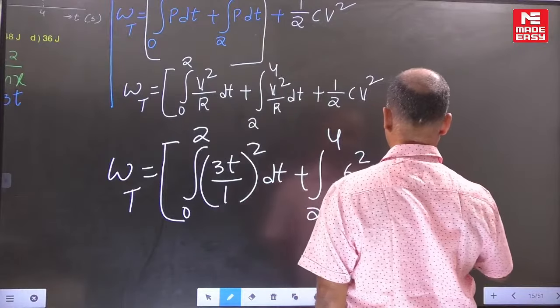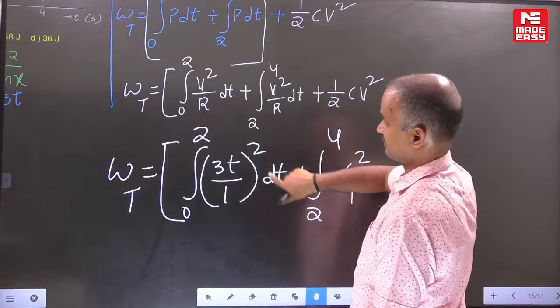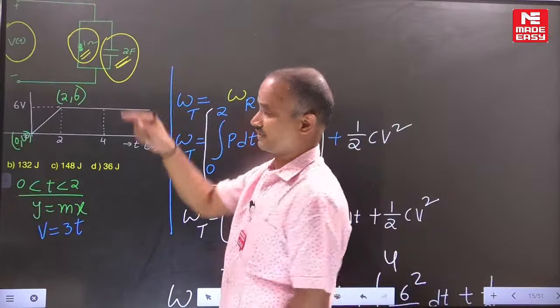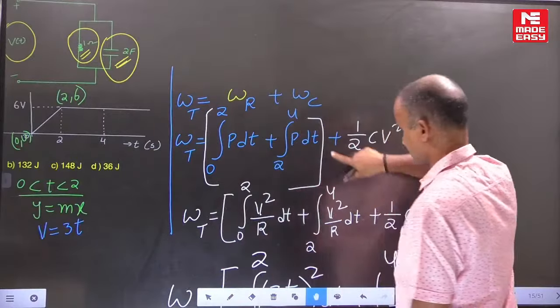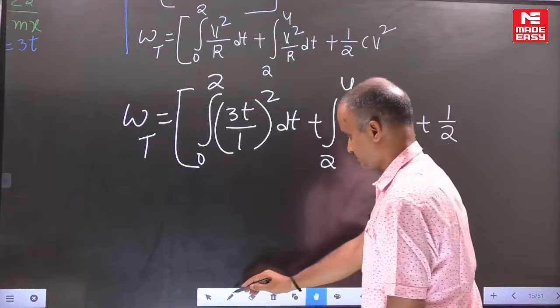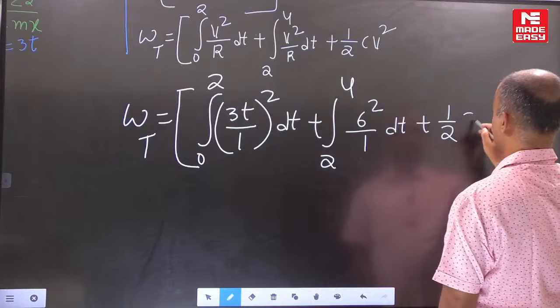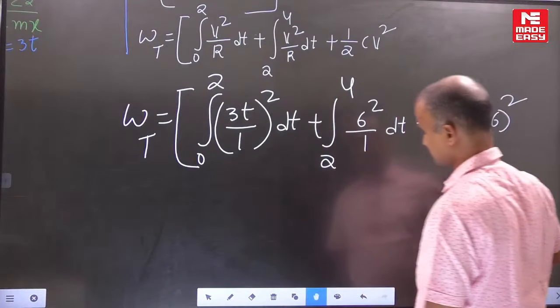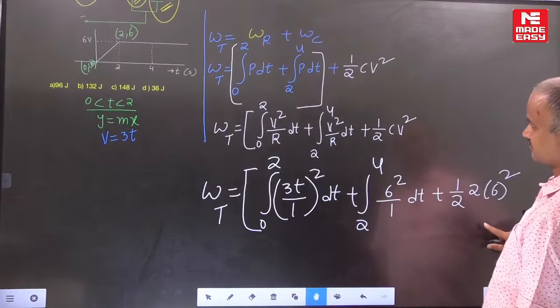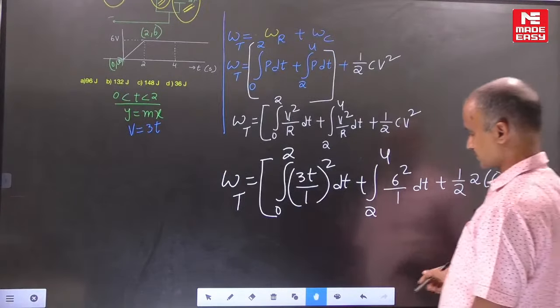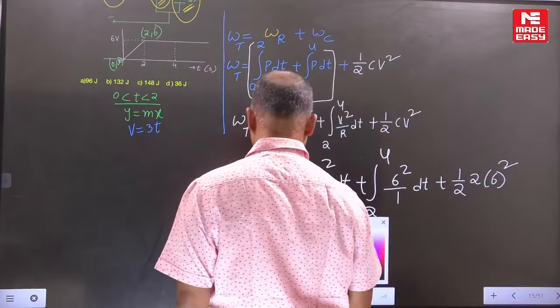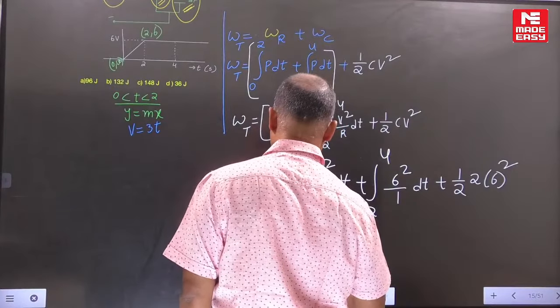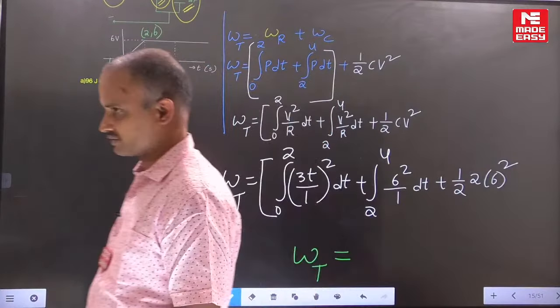Now in the data itself the capacitance value is given. How much is the capacitance value here? The capacitance value is 200. The voltage here is the final voltage, which is 6 volts. Now I gave all the hints. Can you simplify this and find the total energy?